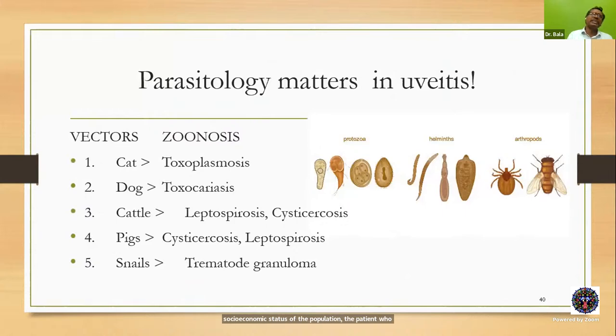What are the diseases where the parasitology is going to matter? We all know that toxoplasma has a direct history of contact with cats, there is contact with dogs with toxocariasis. Cattle like sheep or goats have a direct relation with leptospirosis and cysticercosis. History of contact with pigs is very important for cysticercosis and leptospirosis. History of contact with snails is very, very relevant for trematode-induced granuloma, as we shall describe in the illustration in the next part of the presentation.